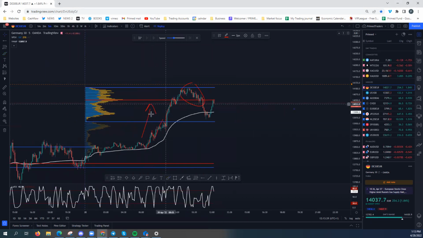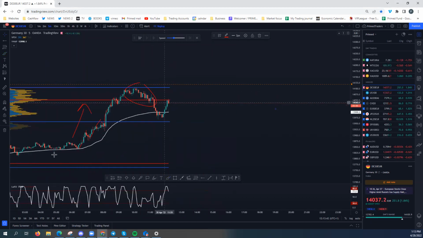Now, when we connect to the indicators as well, look at this. That's the POC right there. We're forming a lower high. Let's pay attention to the 50-tick chart of the DAX, guys. Let's pay attention to that for a few minutes. Currently, and I'll show you something else. This is how this looks.